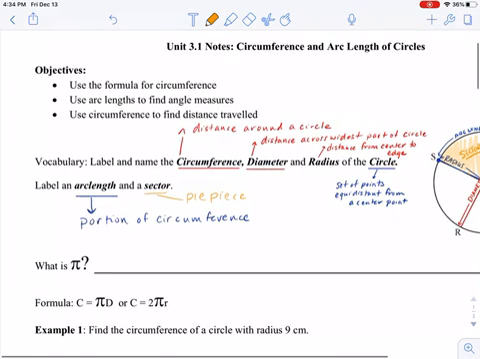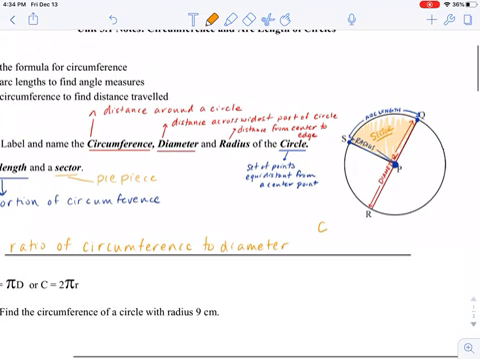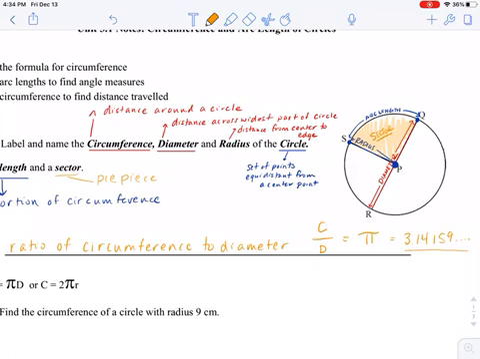Okay, next, what is pi? Pi is the ratio of the circumference to the diameter of the circle. And we can say C for circumference over D for diameter is equal to this magical number pi. Pi is a number, but it's a number that goes on forever. 3.14159, and on and on and on. So because it's this irrational number that goes on forever, we use a symbol.